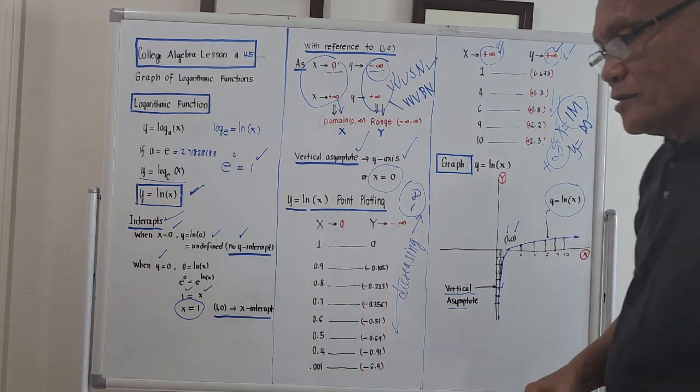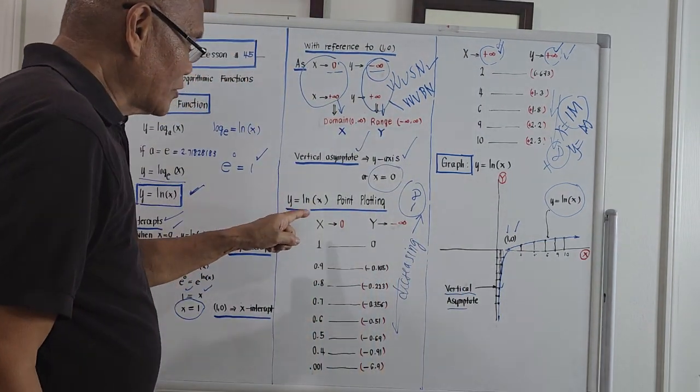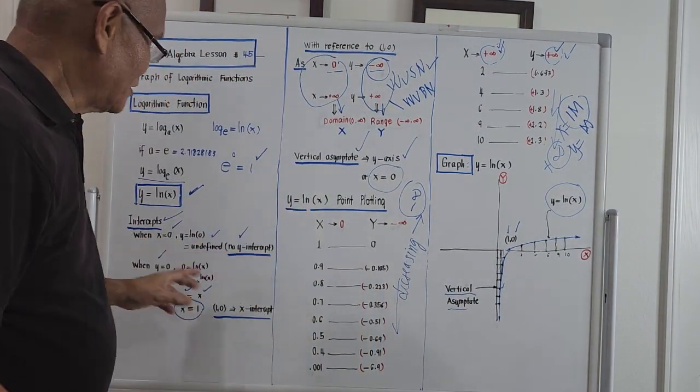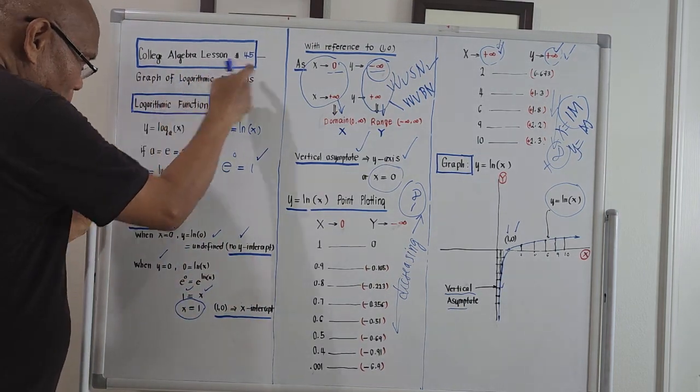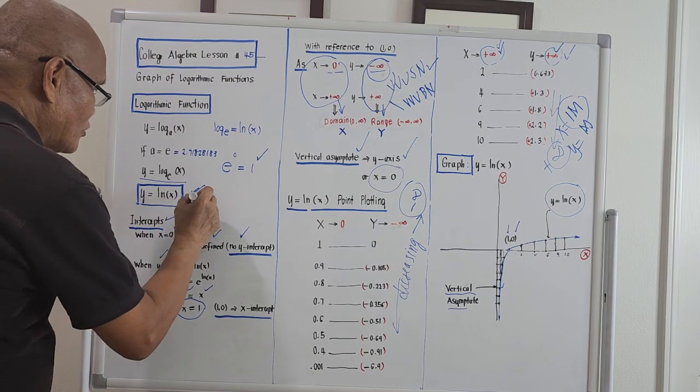Okay, that's it, guys. That's the graph of the so-called y equal to the natural logarithm of x. That's why the topic for tonight is the graph of logarithmic functions. And for tonight, it will be natural logarithm. This is natural logarithm.